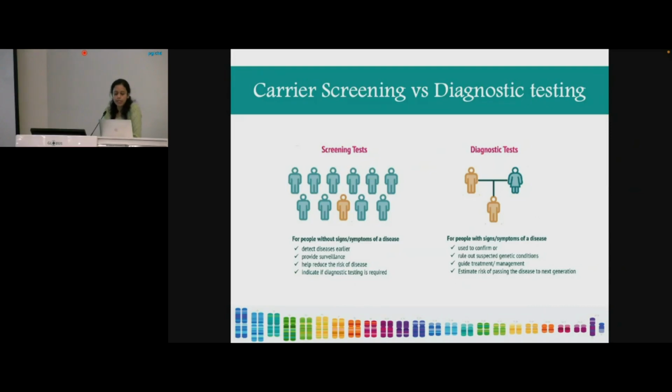What happens in the diagnostic test? It is used to confirm the diagnosis or to rule out any suspected genetic condition. It can also guide you regarding the treatment and management of the patient, and also it can estimate the risk of passing the disease to the next generation.